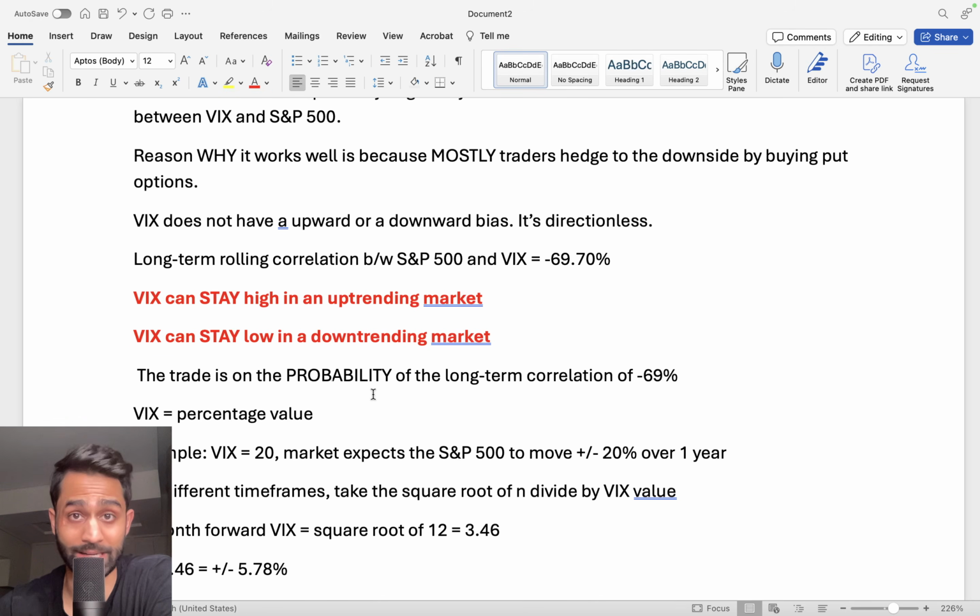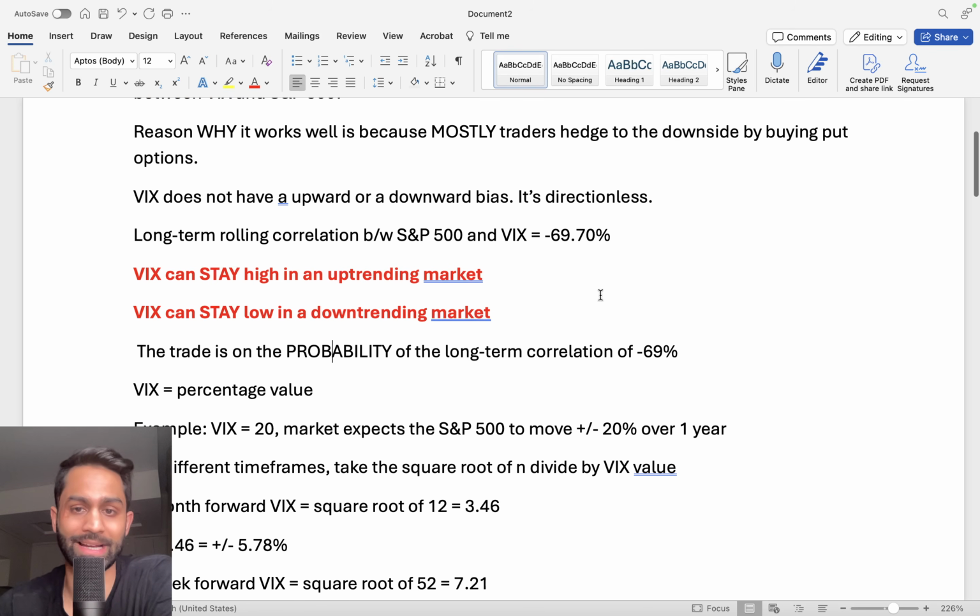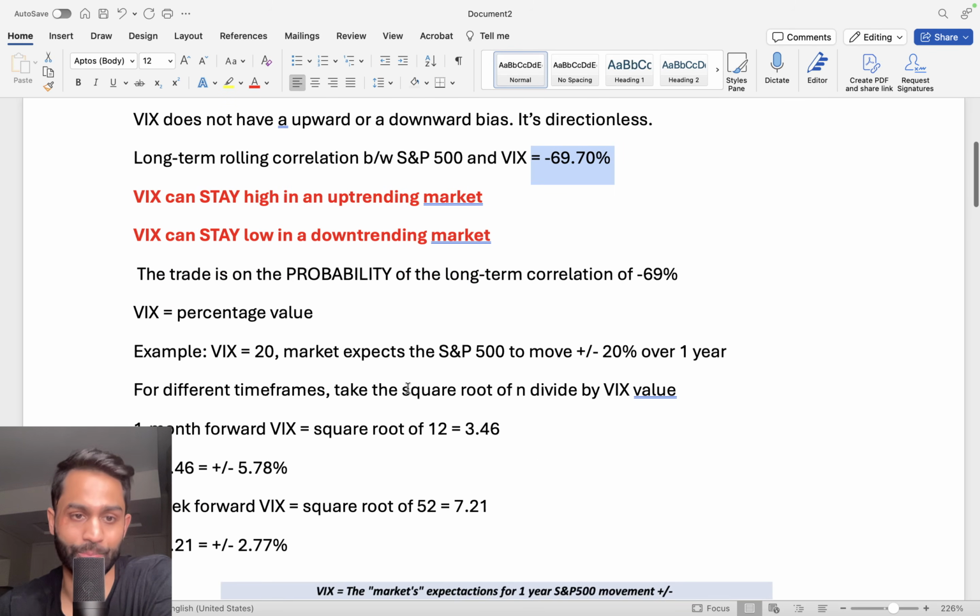And on the contrary, it can also stay low during a downtrending market. So it doesn't have to spike when the markets are coming down, right? So there is no bias, upward or downward bias between volatility and S&P 500. Yes, there is a negative correlation, and that's really what traders are betting on, right? So that's the probability of long-term correlation normalizing at negative 69.7%.